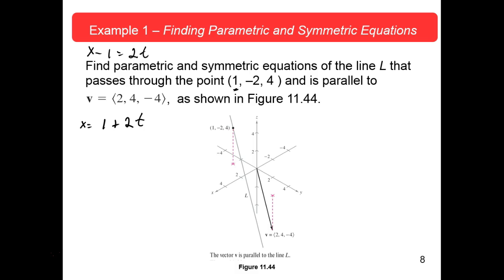Okay, Y would be equal to minus 2 plus 4T. Perfect. And Z is equal to 4 minus 4T. Perfect. So there are your parametric equations for the variables x, y, z.